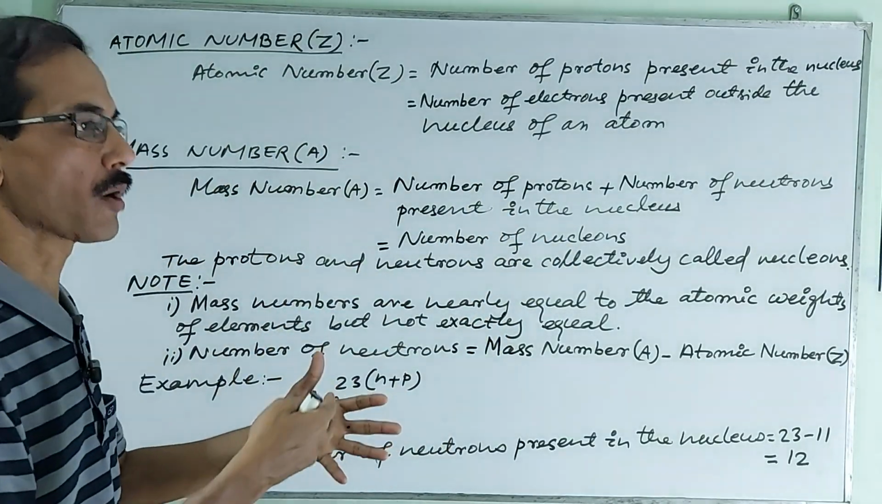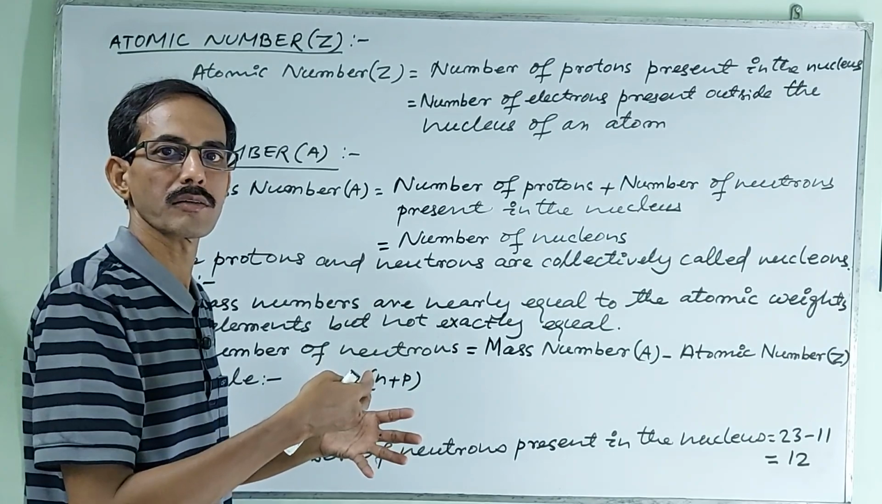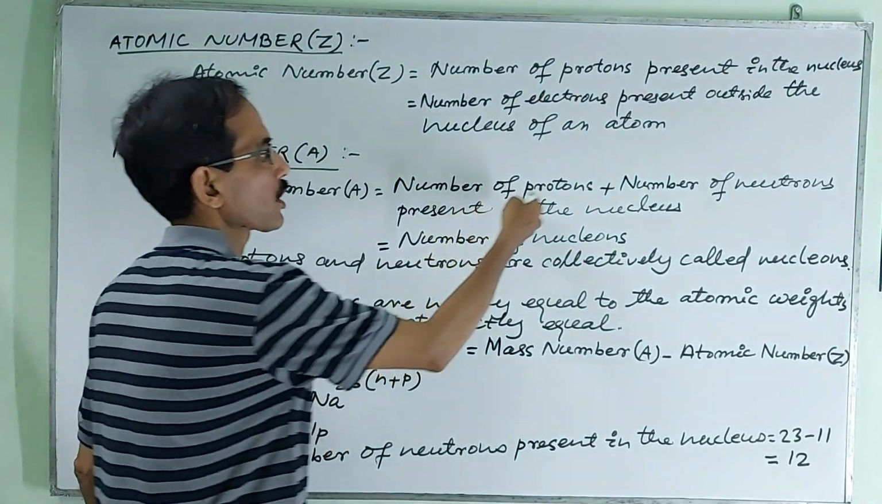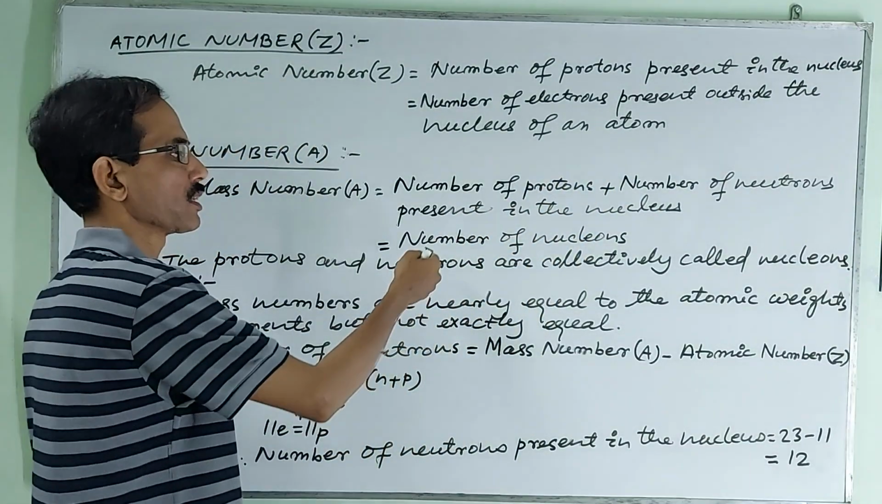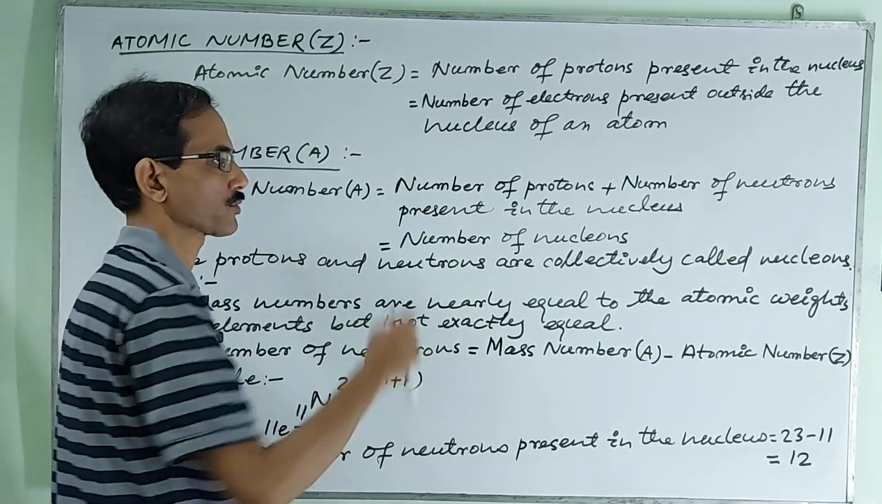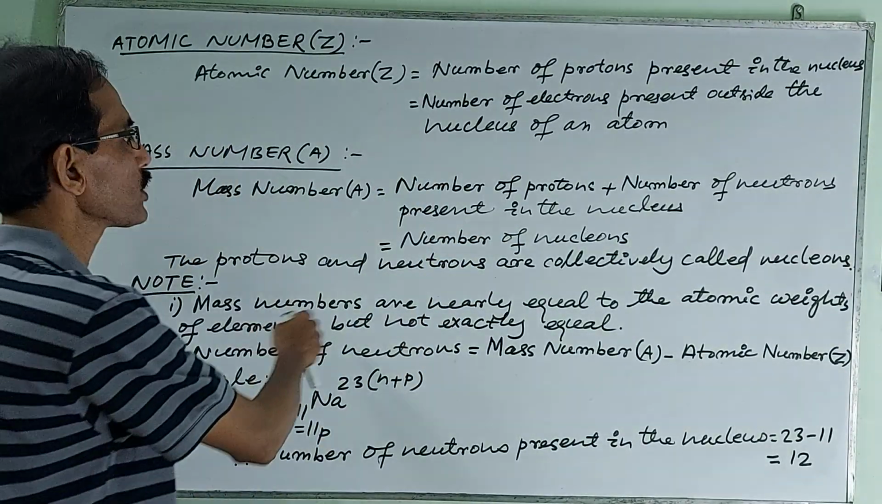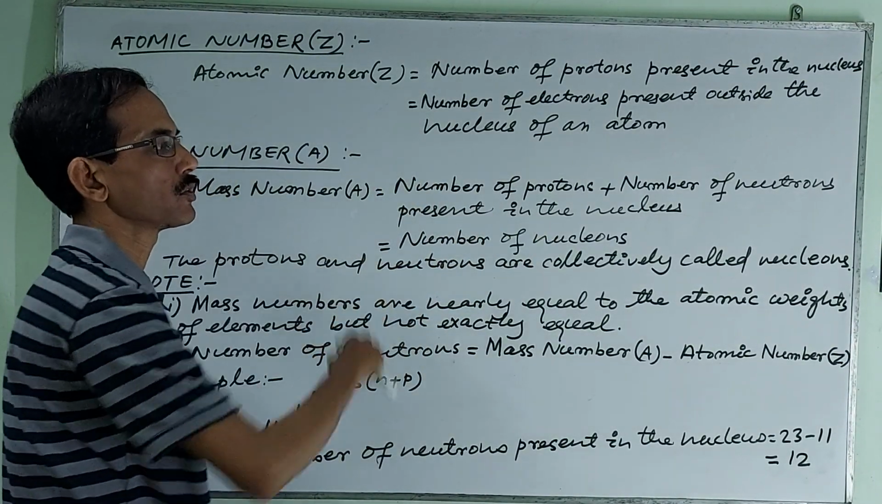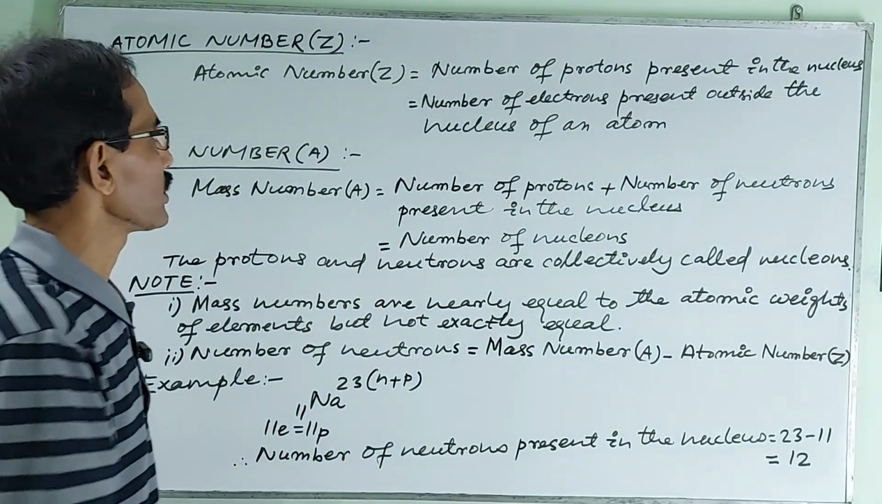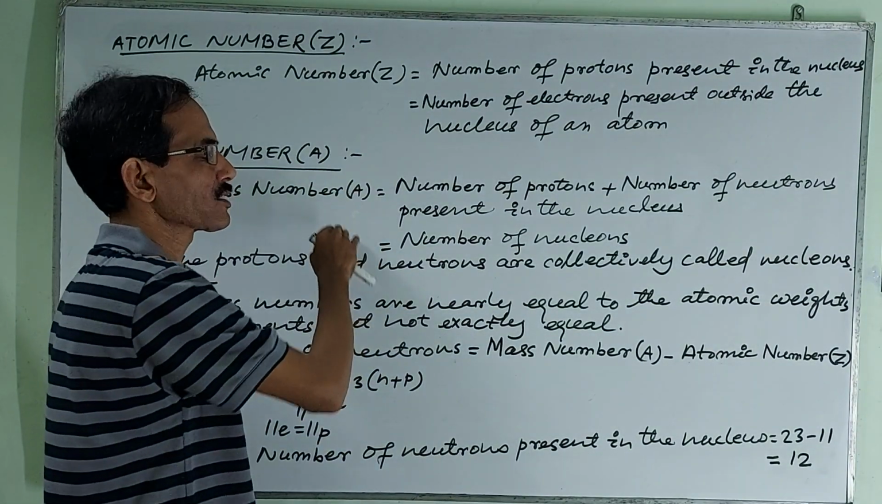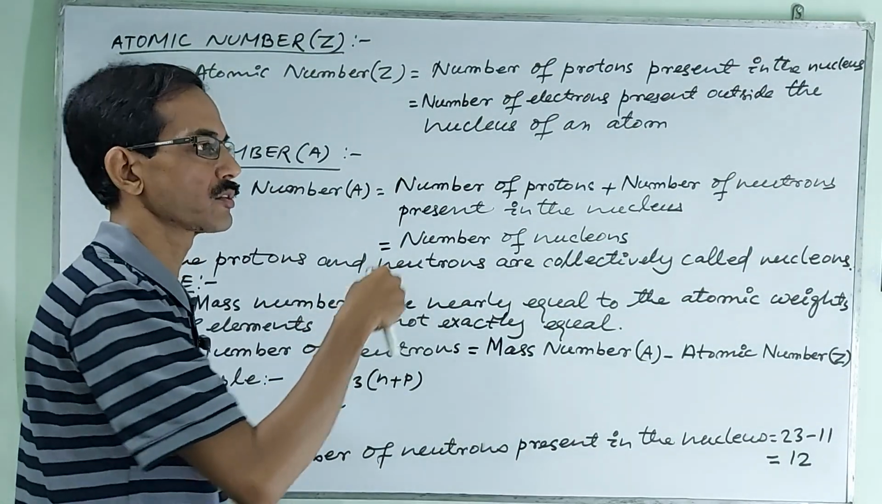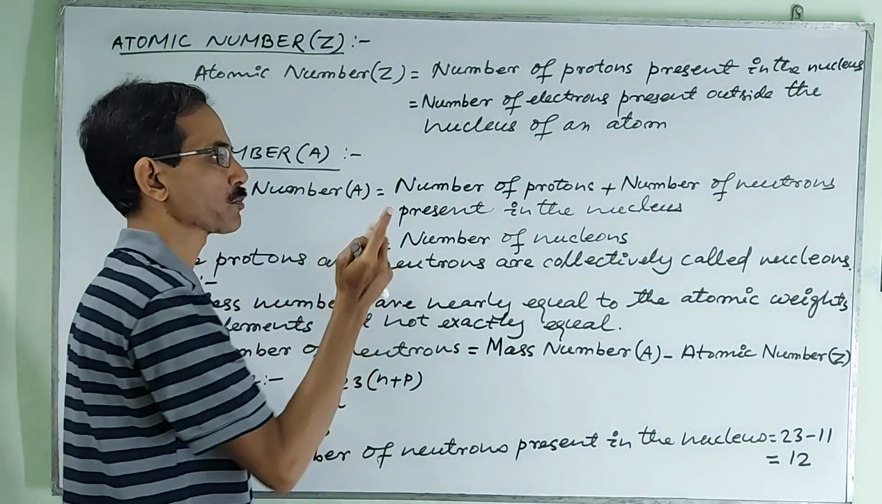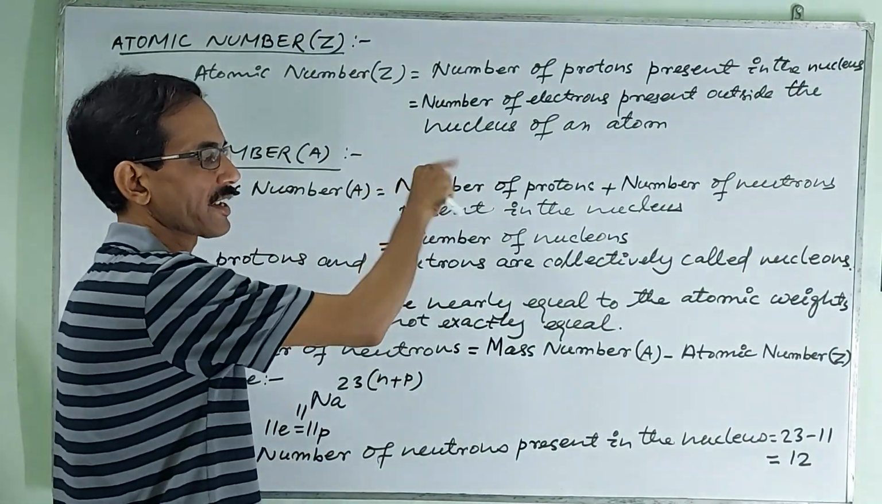Protons and neutrons together are collectively called nucleons. When you sum protons and neutrons, it is called the number of nucleons. Regarding atomic number and mass number, I have explained them with a drawing diagram.